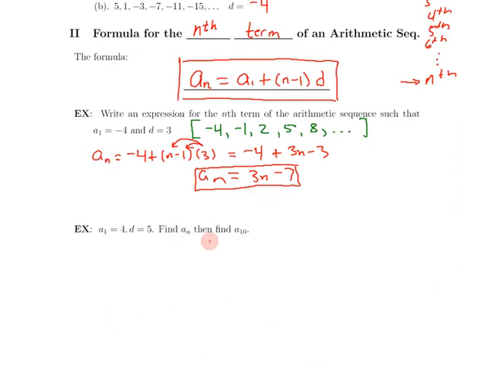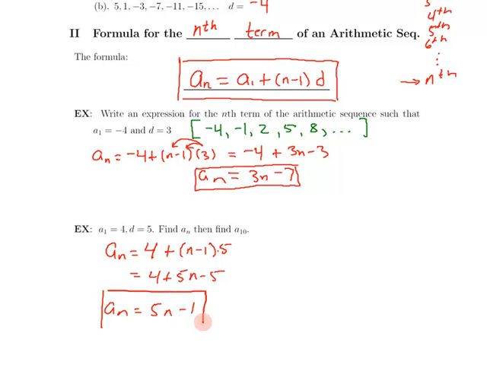Let's do another just like it with the added problem of finding the 10th term in the sequence. So instead of actually having to find the 10th term by listing out the first 9 to get to the 10th, I can actually use my formula to do that. Because watch this. A sub n is going to be a sub 1 from here, 4 plus n minus 1 times 5, which is 4 plus 5n minus 5, or a sub n is 5n minus 1. There's your formula for that sequence that starts at 4 and then adds 5 each time.